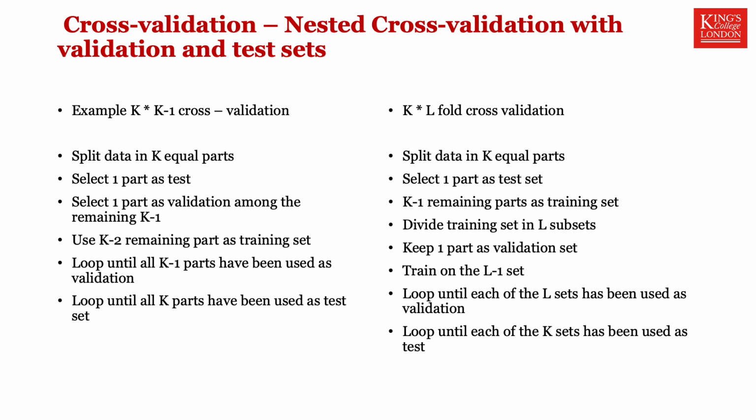On the other hand, the k times k minus 1 cross-validation is basically: you split the data in k parts and keep one as test, and over the k minus 1 that remain, you keep one as validation and use the k minus 2 as training set. So in that case, the validation, the train and the test sets are exactly the same size. And you loop until all the k minus 1 parts have been used as validation, and you can average your result there. And then you loop until all k parts have been used as test.